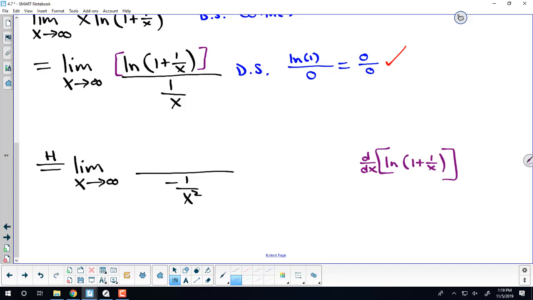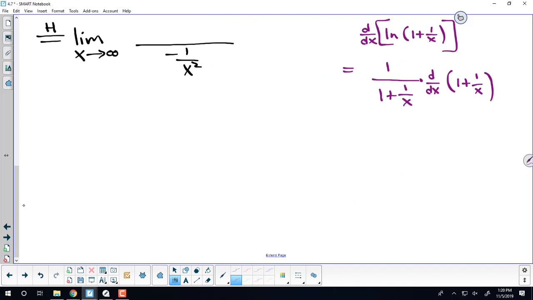So that's a chain rule. Outer function is the natural log, so the derivative of that is 1 over the argument, times the derivative of the argument. So we have 1 over 1 plus 1 over x, times the derivative of 1 plus 1 over x. And what's the derivative of 1 plus 1 over x? Yeah, negative 1 over x squared.